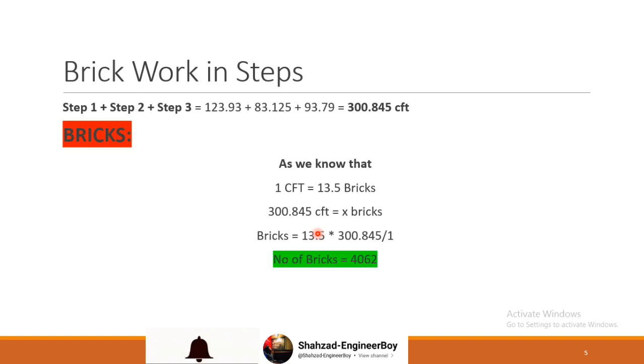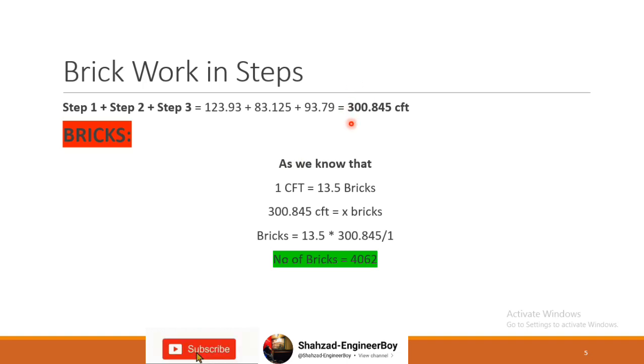Now the next item is brickwork in steps. In all of these steps, step 1, step 2, step 3, we are installing bricks, so just add the quantities. Step 1 plus step 2 plus step 3 will give you 300.845 cubic feet.